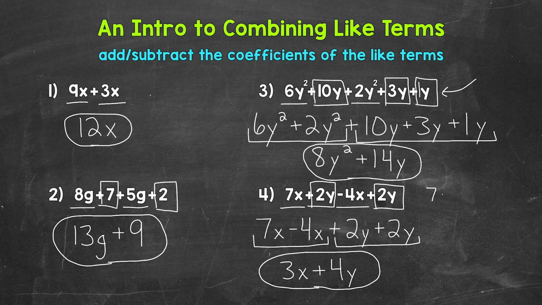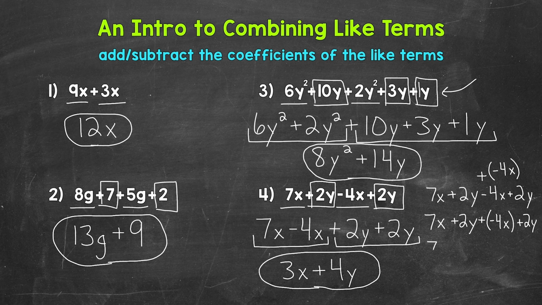I'll rewrite the expression off to the side here. So 7x plus 2y minus 4x plus 2y. So let's rewrite subtraction as adding the opposite. So adding the opposite of a positive 4x is a negative 4x. So adding the opposite. Let's rewrite the expression with that change. So we have 7x plus 2y plus negative 4x plus 2y. Let's rewrite that expression with like terms next to each other. So 7x plus negative 4x plus 2y plus 2y.